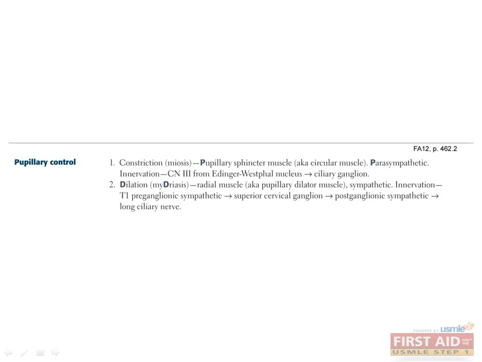Let's talk about pupillary control. There are 2 terms that are frequently confused. Constriction, also known as miosis, and then we have dilation, also known as mydriasis, D for dilation or mydriasis. Pupils constrict due to parasympathetic tone provided by cranial nerve 3 through the Edinger-Westphal nucleus. Pupils dilate due to sympathetic tone provided by the vagus through the T1 preganglionic nerve. This leads to the superior cervical ganglion, to a postganglionic sympathetic nerve, and eventually the long ciliary nerve.